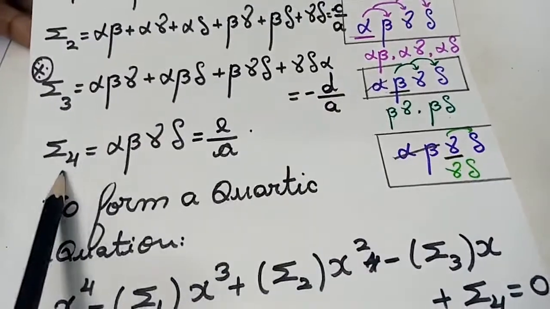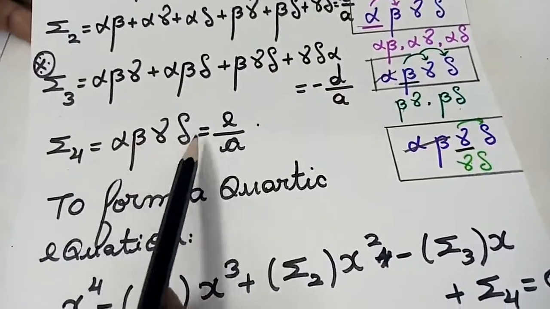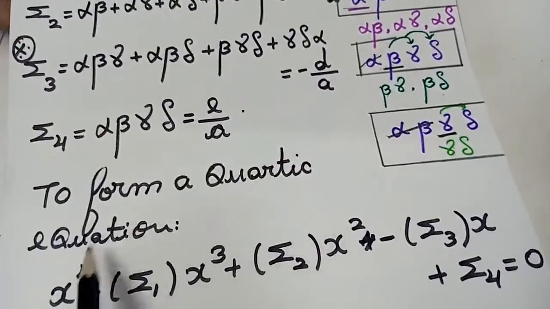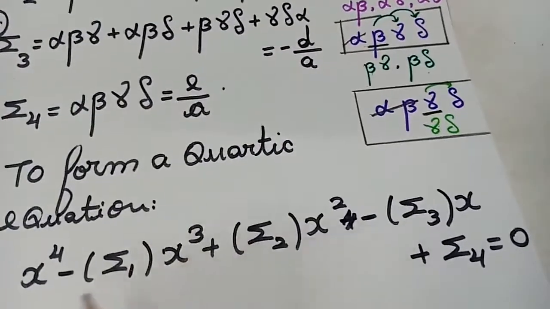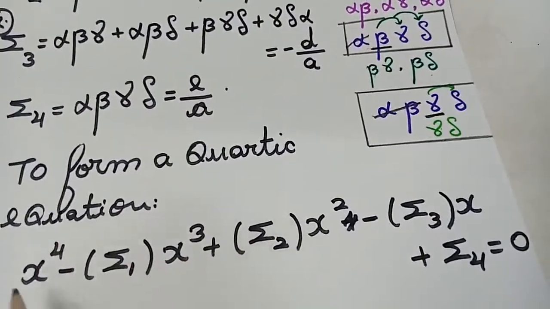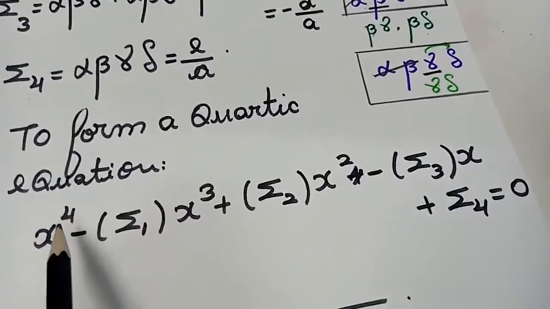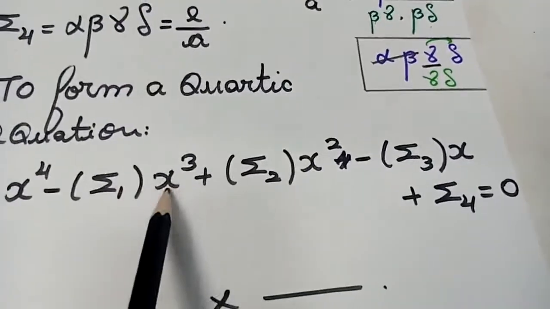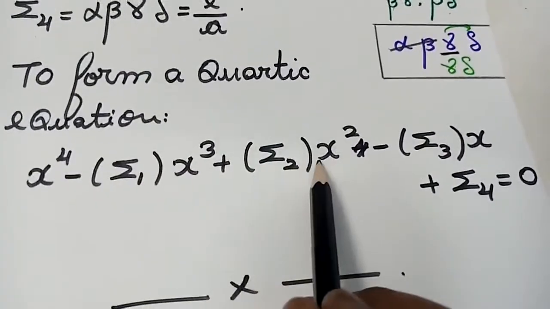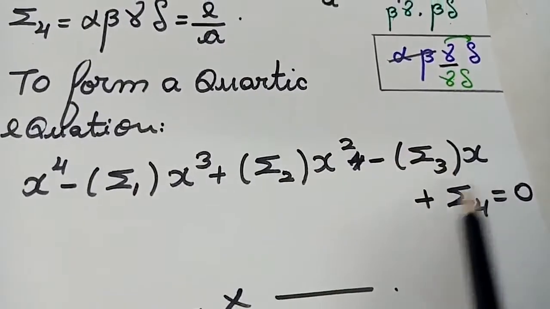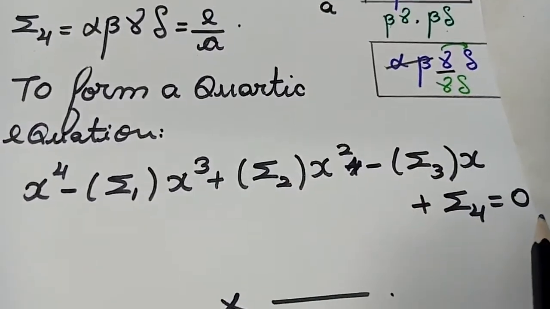The last one, summation 4, alpha, beta, gamma, omega equal to e by a. To form a degree 4 equation, the same procedure, just make the signs alternate. X to the power 4 minus summation 1 x cube plus summation 2 x square minus summation 3 x plus summation 4 equal to 0.